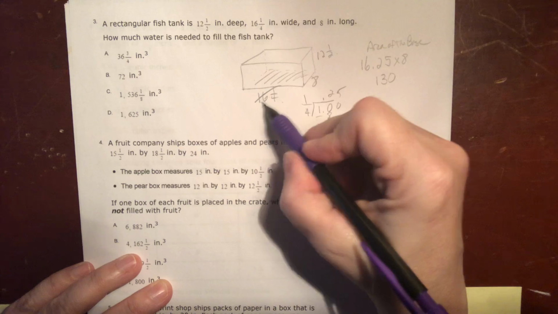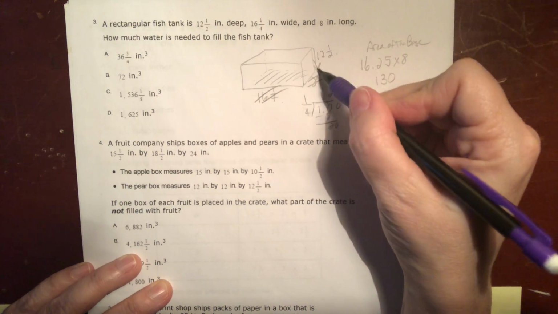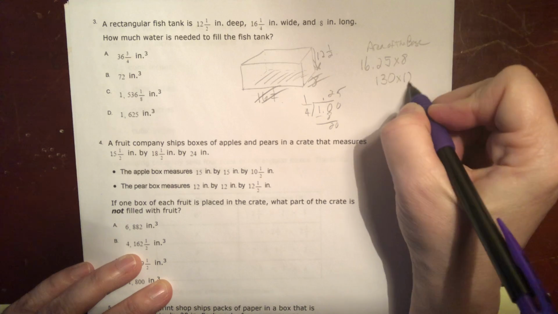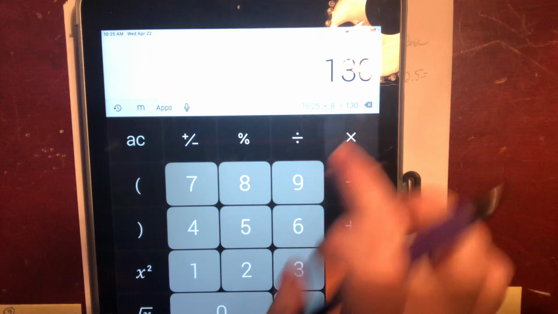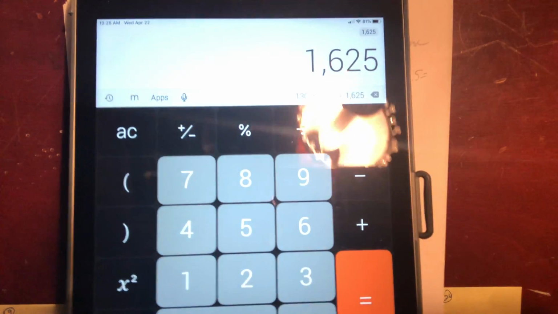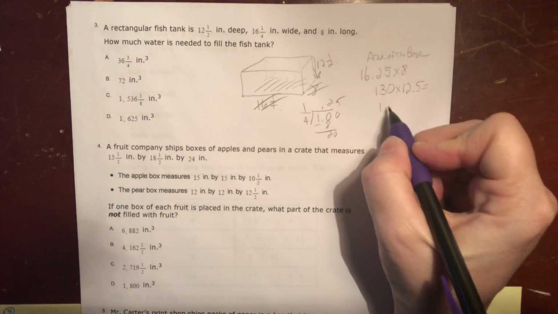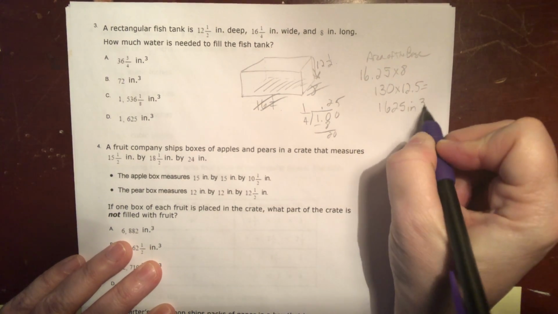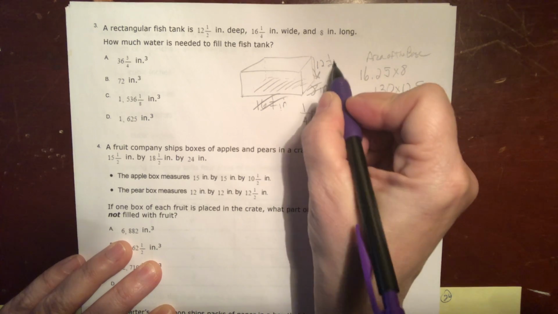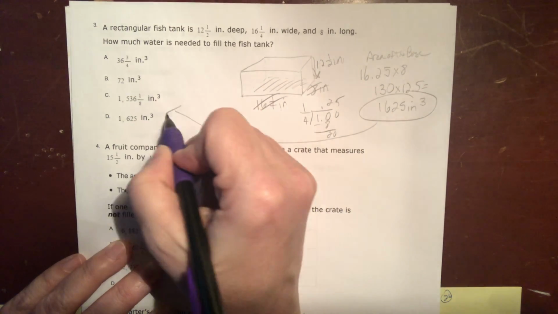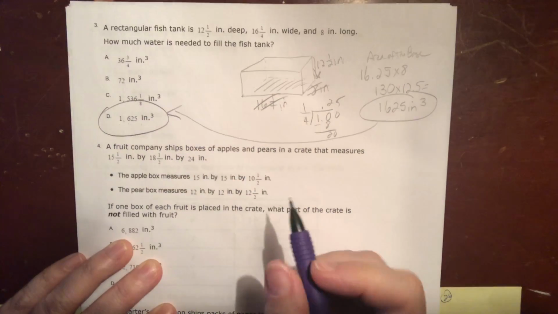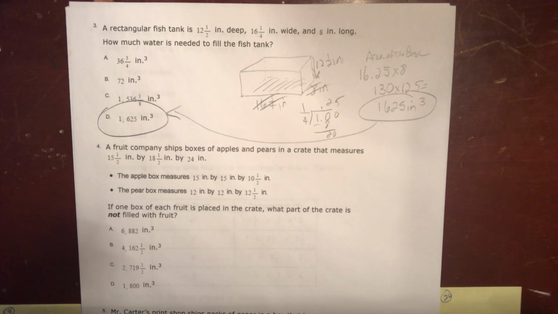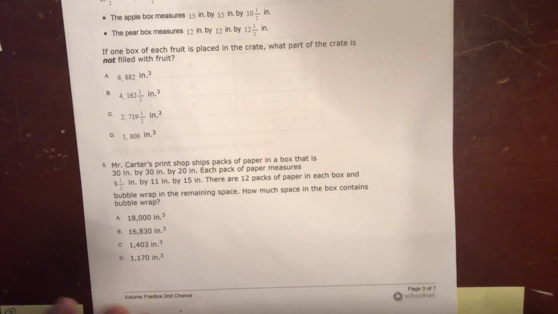All right, so that's these two. Got these two taken care of. Now I have the height, which is 12.5. So 130 times 12.5 is 1,625. 1,625 inches cubed, because I did inches times inches times inches. So let's look over at our answers. We have 1,625 inches cubed, and it is D. All right, so hopefully everybody's doing okay on these so far and writing down the answer so you can take it again if you didn't do okay the first time.